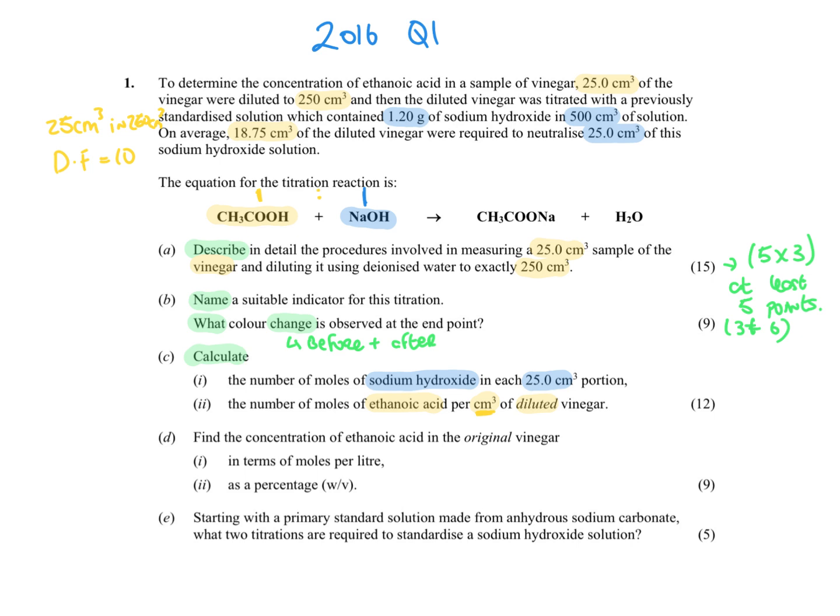Part D then, it asks you to find the concentration of ethanoic acid in the original vinegar. So I would straight away, when I see that, I would be thinking part D, I must be including my dilution factor.